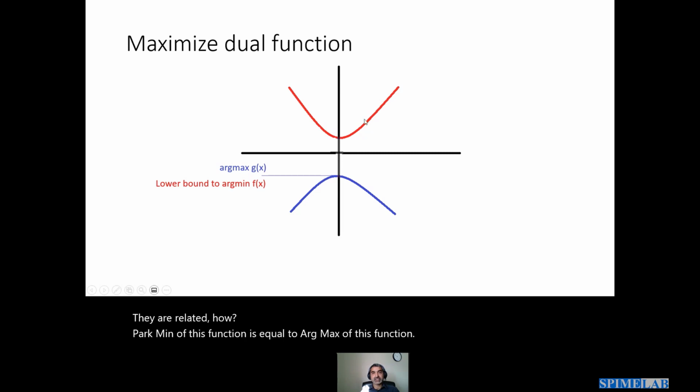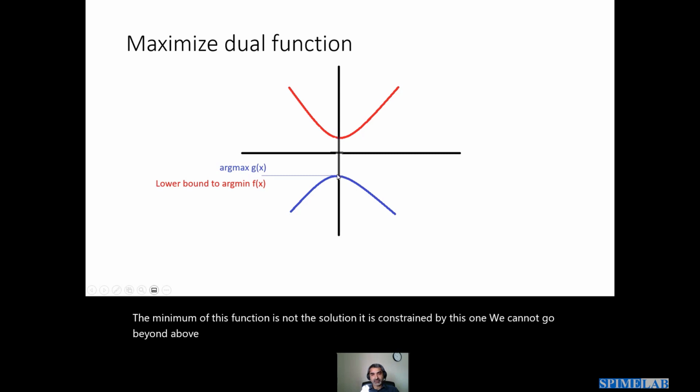Because the red function is constrained by the blue one. The minima of this function is not the solution. It is constrained by this one. We cannot go above this value. Above this value, the region is not feasible. Only the feasible region is here.